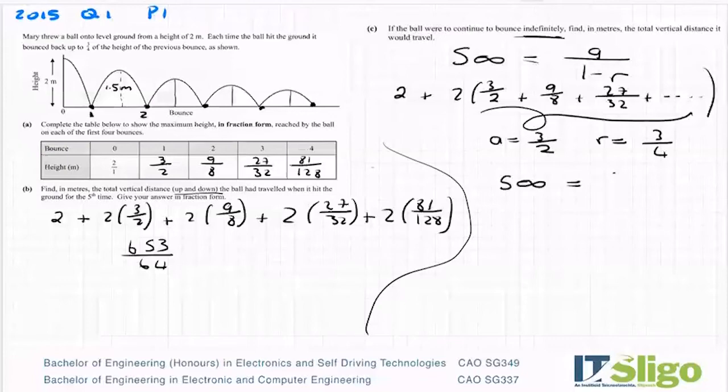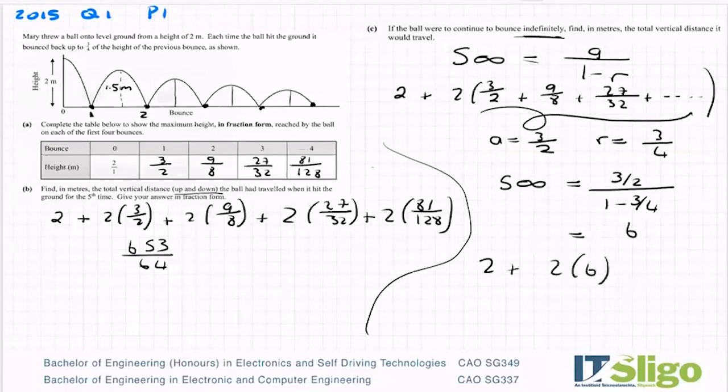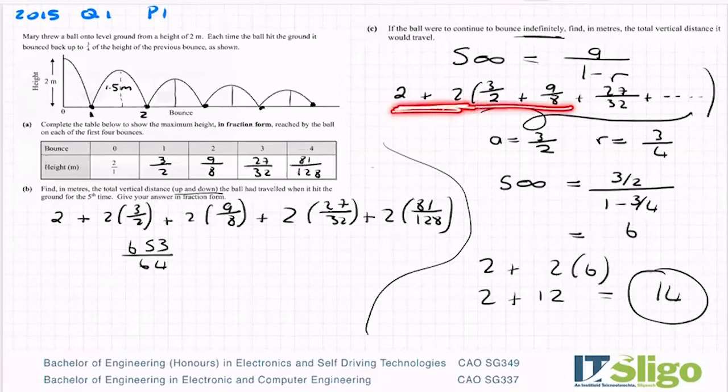Okay, so let's put that into my formula. Sum to infinity is 3 over 2 over 1 minus 3/4. So hit your fraction button, 3 over 2 over 1 minus 3/4. Okay, so I'm getting 6 for that. So if I put that into my sequence, from here I get 2 plus 2 times 6.